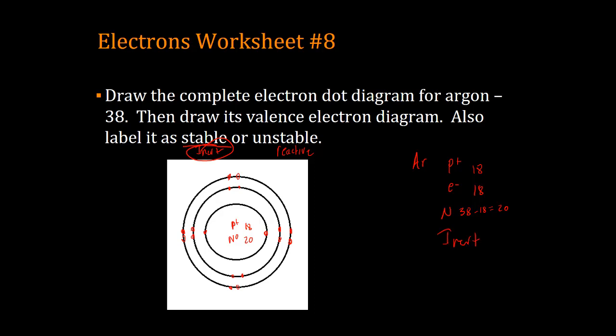Now, I forgot to do this on helium. I'll jump back and do that in just a minute. Argon, its valence electron dot diagram, its symbol is Ar, and it's got 8 valence electrons. It's got 8 electrons in its outermost energy level, so I'm going to go ahead and put those in.